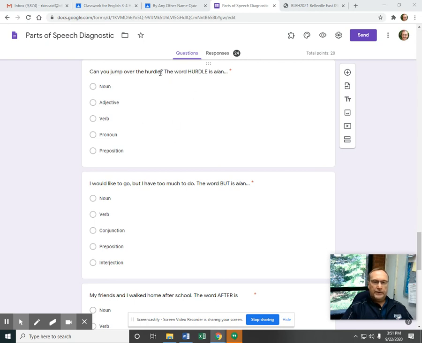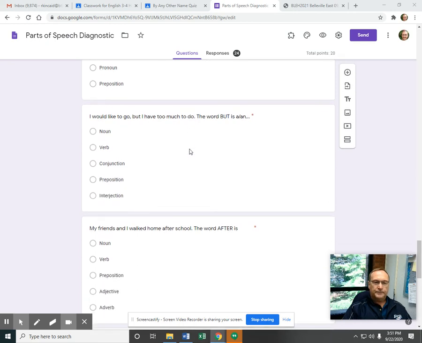And we know that the word hurdle can also be used as a verb. So words don't have just a single part of speech. It depends on how the word is used in the sentence. So you can say, can you hurdle over the bench? In that case, hurdle would be used as a verb. In this case, it's used as a noun.